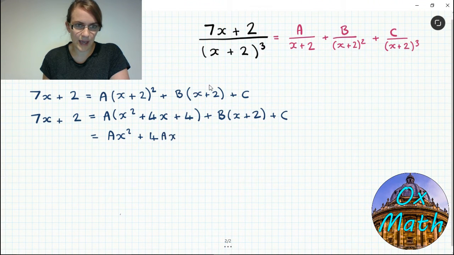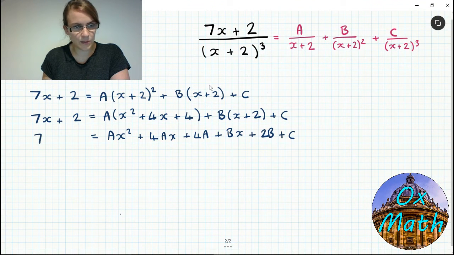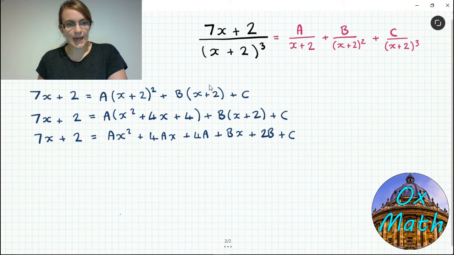So 4ax plus 4a plus bx plus 2b plus c, and that is all equal to 7x plus 2. Now the trick here is to realise that again this is actually an identity, so technically it should have an identity sign, but no one bothers writing that. Identities are hardly ever used. But what that means is that the left hand side of the equation has to equal the right hand side of the equation always.